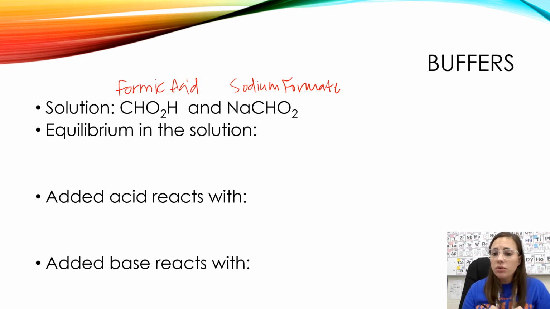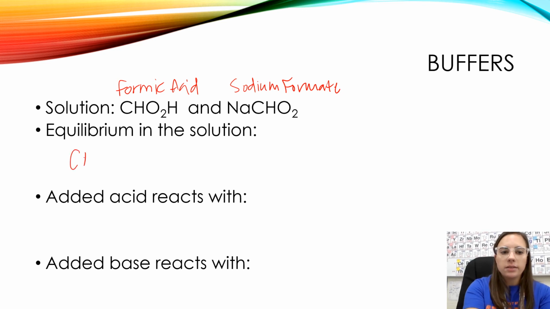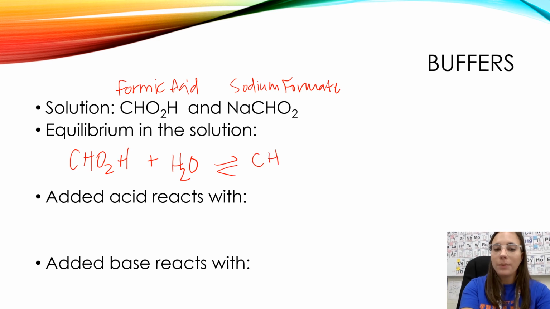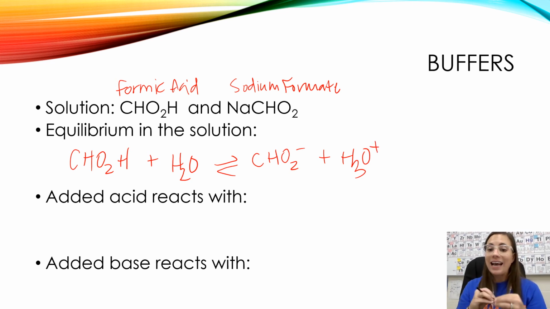So the first thing that you need to be able to do is look at this and say, okay, what species here are actually going to be part of the equilibrium that's going to be established in this buffer? So I'm going to have formic acid and water, because of course this is a solution. And we know, what do acids do when they come in contact with water? They donate a hydrogen. So they're going to donate that hydrogen, which is going to form the formate ion and hydronium. So you notice I left out the sodium.